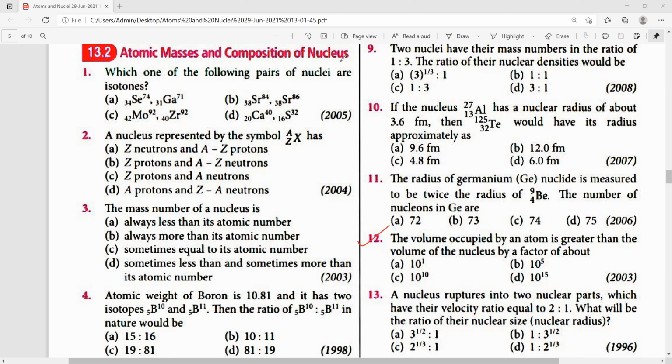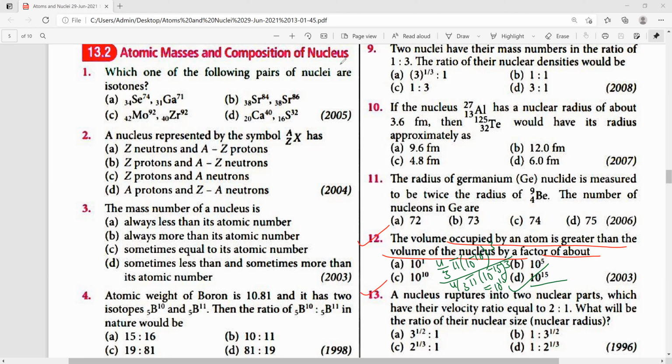12th one, the volume occupied by the atom is greater than the volume of the nucleus by the factor of about 10 to the power of 1, 10 to the power of 10, 10 to the power of 5, 10 to the power of 15 they have given. So this can be calculated by using formula. So volume of atom divided by volume of nucleus, that is 4 by 3 pi in the bracket 10 to the power of minus 10 whole to the power of 3 divided by 4 by 3 pi in the bracket of 10 to the power of minus 15 whole to the power of 3. So after simplification, we are getting this one as 10 to the power of 15. Therefore, this one is the right answer.